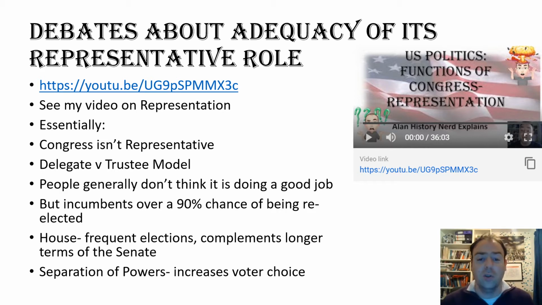Separation of powers also means there's a greater increase in voter choice, because you can split your ticket. So you can vote for a president of one party, and you can vote for a member of the House or a member of the Senate from a different one, to try and give that balance.